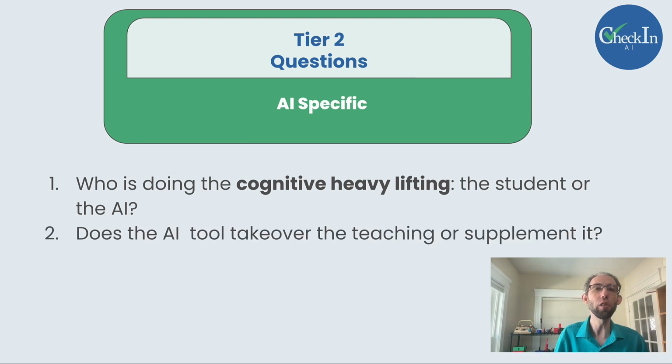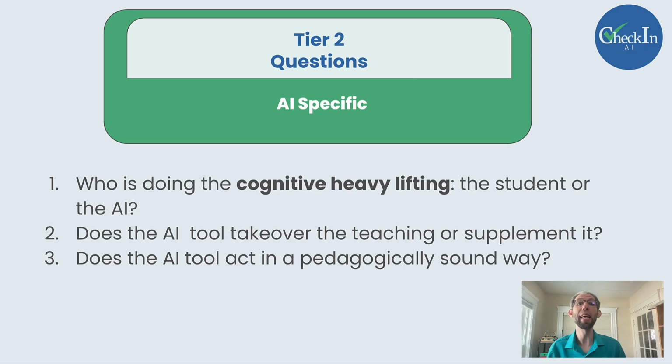The second question, I think, comes down to the fundamental nature of teaching. Teaching is a human endeavor. There's a human element. All right? The most important factor in a student's success is the teacher. That's why asking the question, does the AI tool take over the teaching or supplement it, is really important. If it completely takes over the teaching and the teacher has no role, that would be a warning sign to me. However, if it supplements and improves the teacher's ability to teach, that could be a great tool.